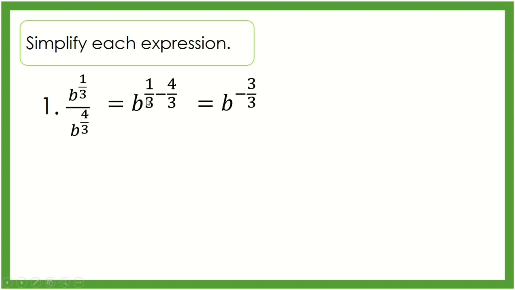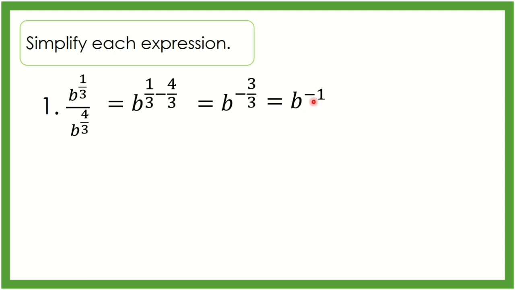So, we have, since the same ang kanilang denominator, we copy the denominator and then, pagmaminusin natin yung numerator. 1 minus 4, that is negative 3. Then, we simplify negative 3 over 3, that is equal to negative 1. So, we have b raised to negative 1.